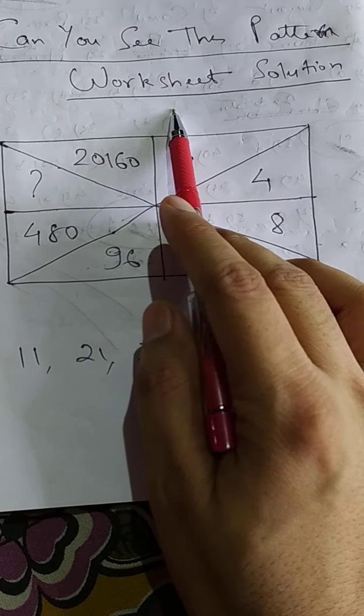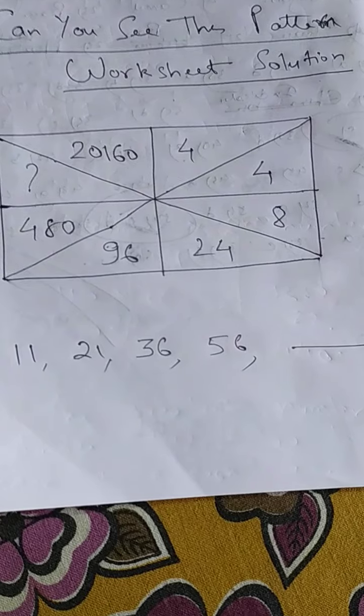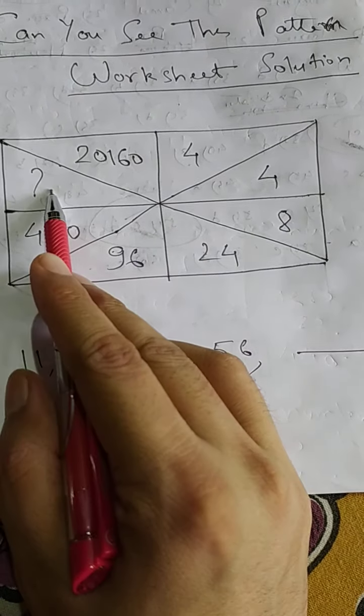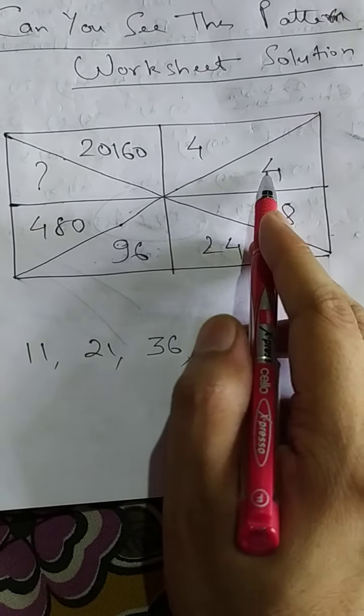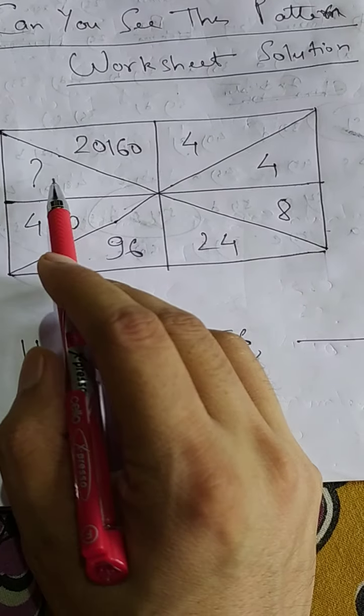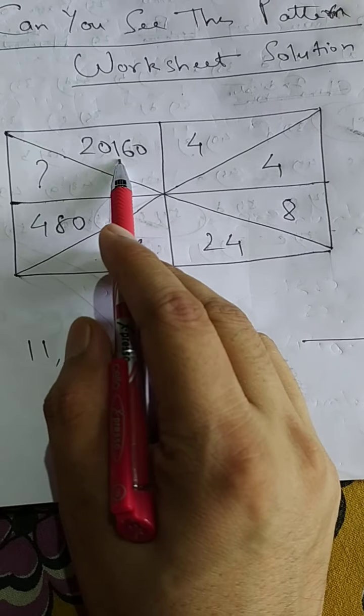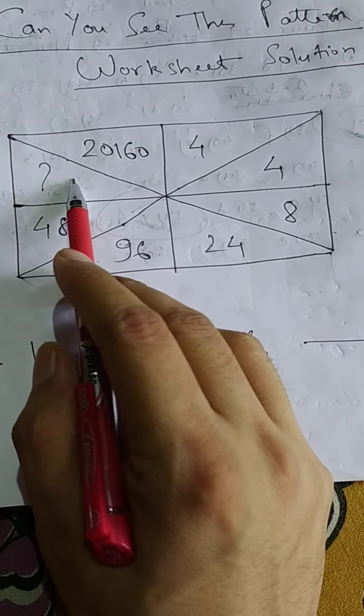Can you see the pattern? Worksheet solution, okay? So this is the first question. You have to find the missing number, this one. So let's start. These are the numbers given: 4, 4, 8, 24, 96, 480, question mark, then 20160. So what will be here?